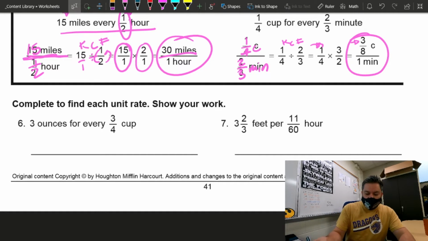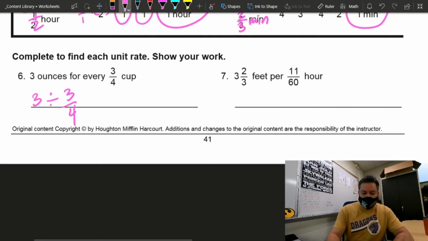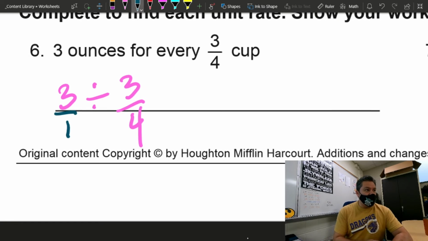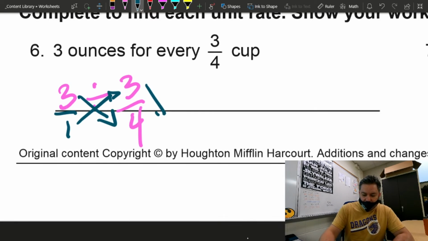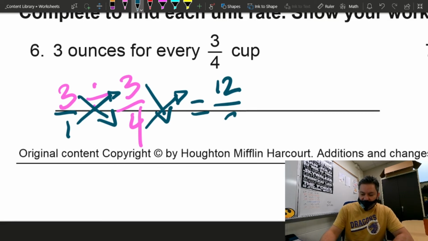So for example, we're going to do the same thing. 3 divided by 3/4, right? What do you do to the 3 to make it a fraction? We put a 1 under, right? And then we can do keep, change, flip, or we can use multiply crossed. Just like we did before, it's the same thing. So 3 times 4 is 12. And 1 times 3 is 3.